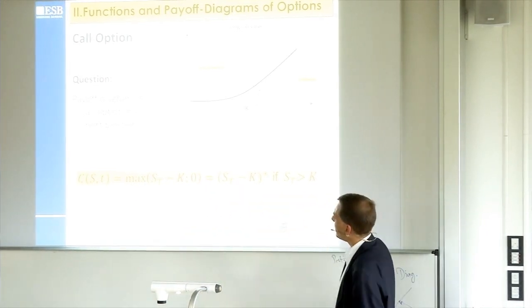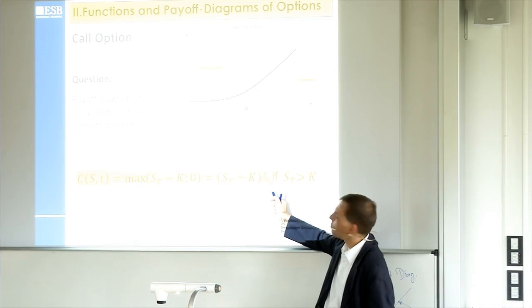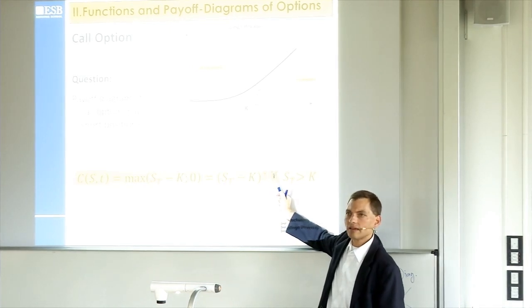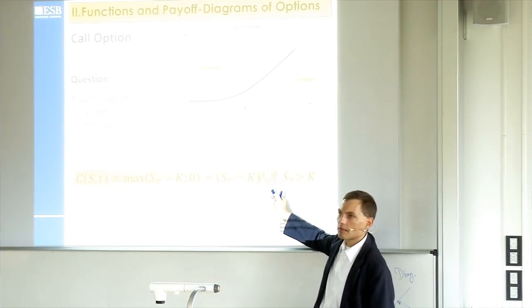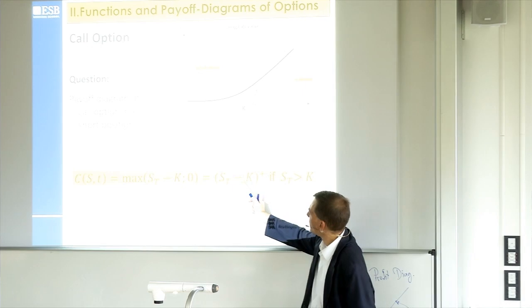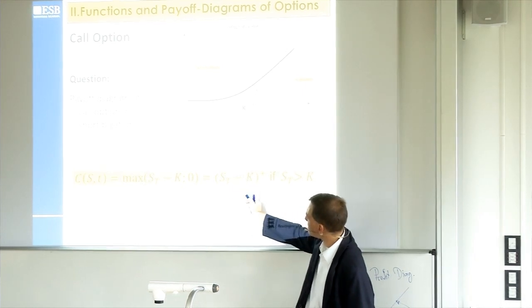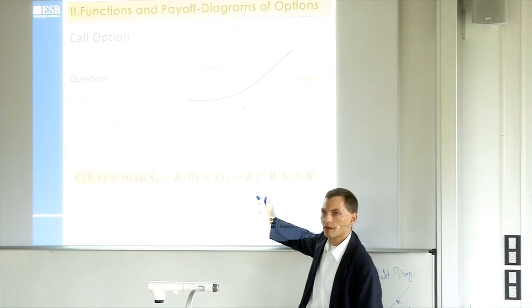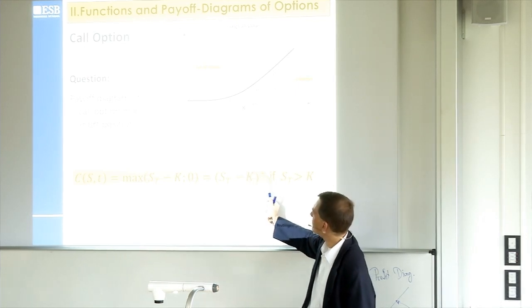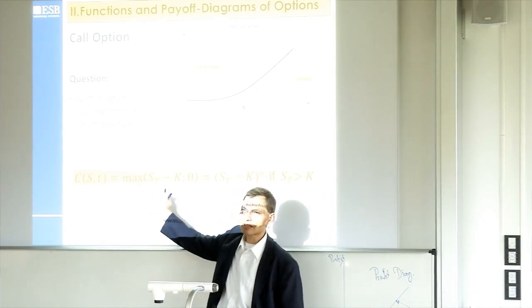The problem is, always writing max in front, 3 letters, so we have a short writing with a plus in the exponent, and this just means we choose the maximum. If this is positive, we exercise, and that's then the payoff. If this is negative, we don't exercise, 0. So this plus indicates a maximum function.